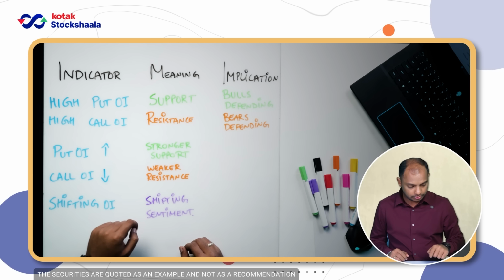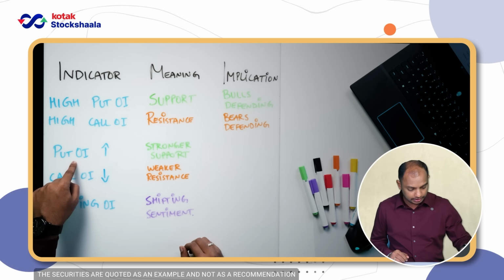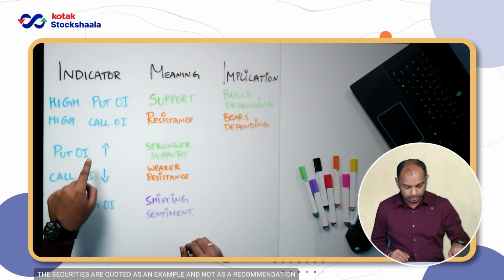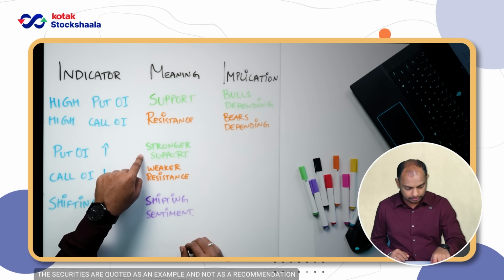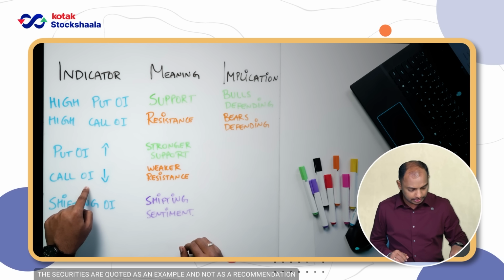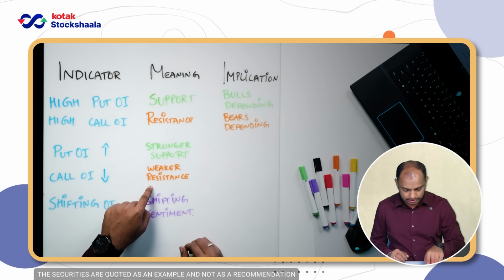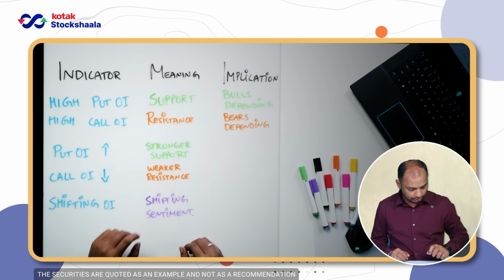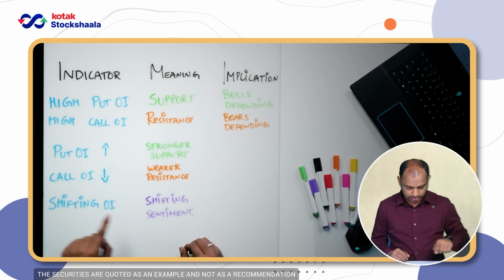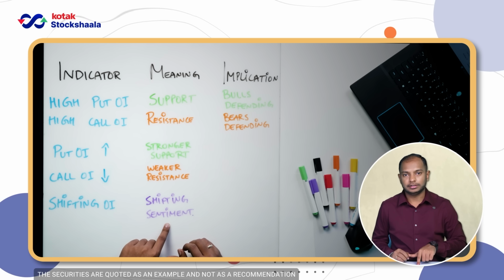The vice versa is also true. If put OI is decreasing, then it means the support is weakening. Whereas if call OI is increasing, it means that the resistance is becoming stronger. And a shifting OI represents a shifting sentiment in the market.